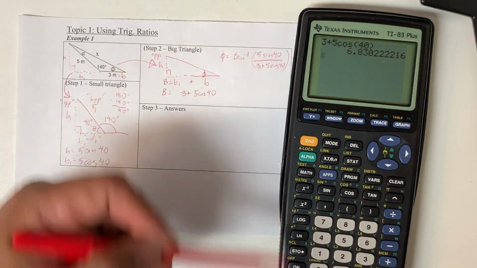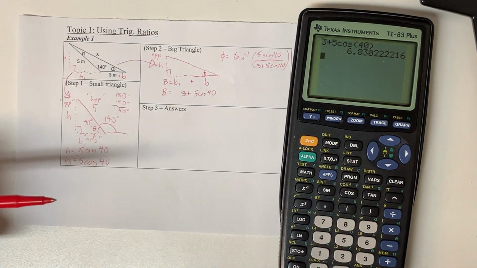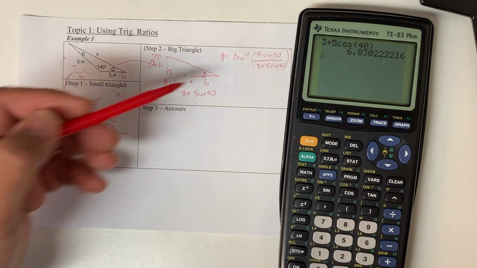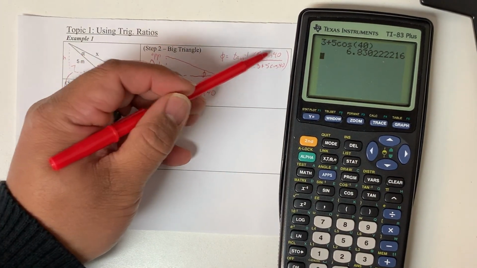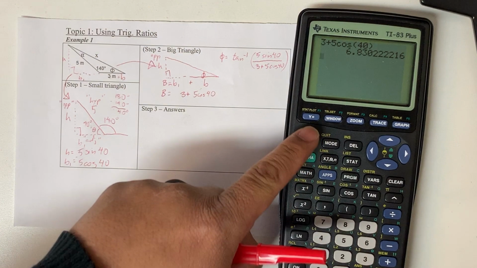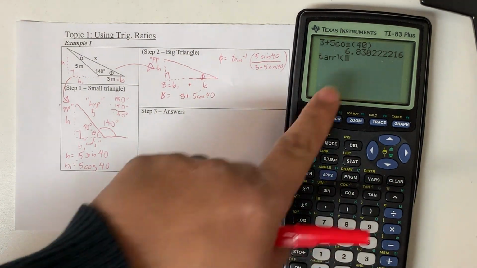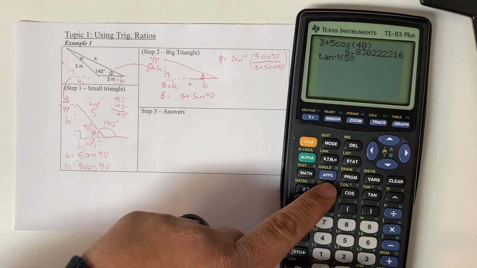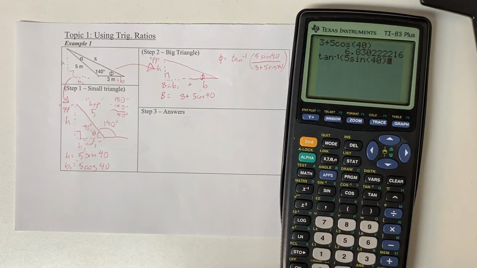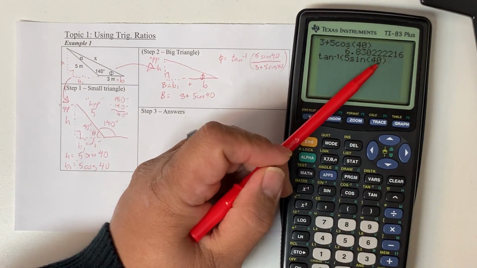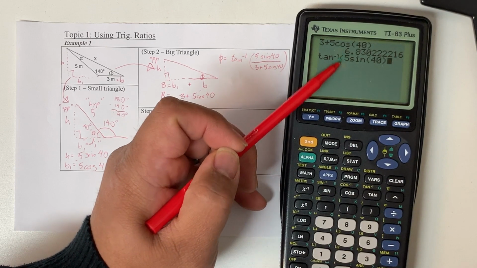Now we're going to recall that in our calculator as the last answer. At this point, now that I have the denominator, I can plug in the whole top part. So tangent inverse, it starts with a parenthesis, 5 sine 40. I'll close that parenthesis, which really only closes the 40 part. This parenthesis is still open.